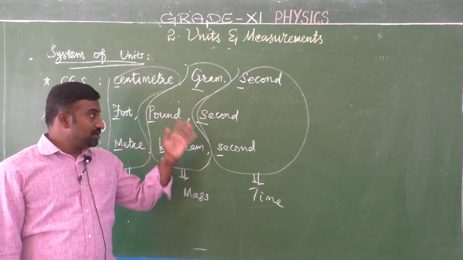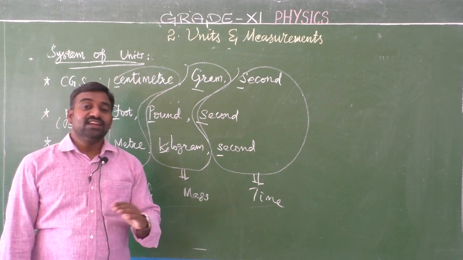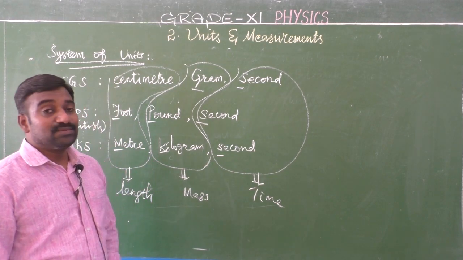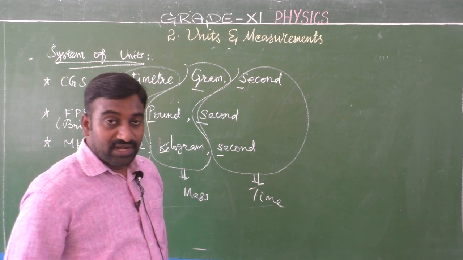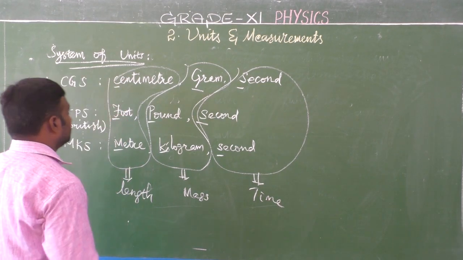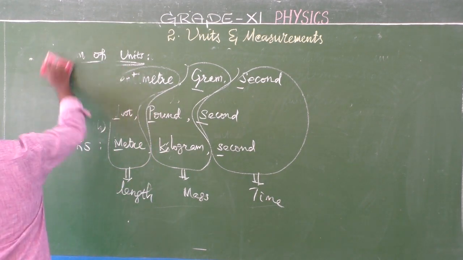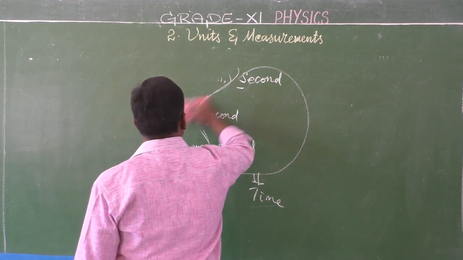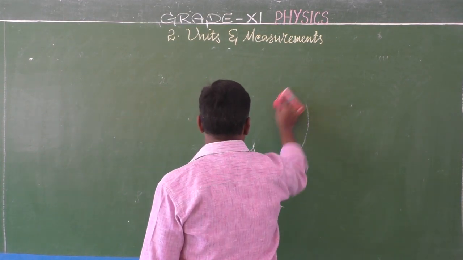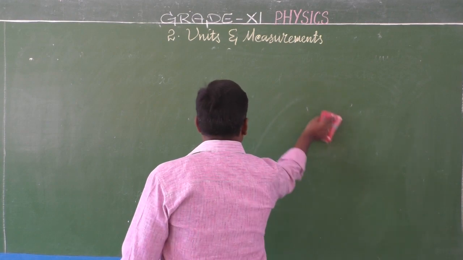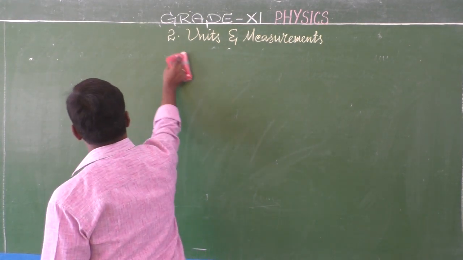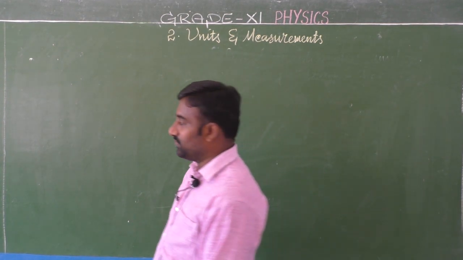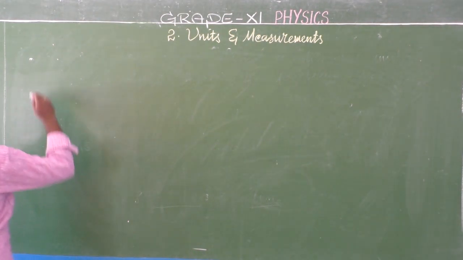To avoid this and to eradicate all these confusions, finally they brought a common unit measurement system. That system is called the SI system. Next we are going to discuss the SI system. So why did they introduce the SI system? Because different people in different countries followed different systems of units. To avoid the confusion, they brought a new system of units to follow uniformly all over the world. Then the system is called the SI system.